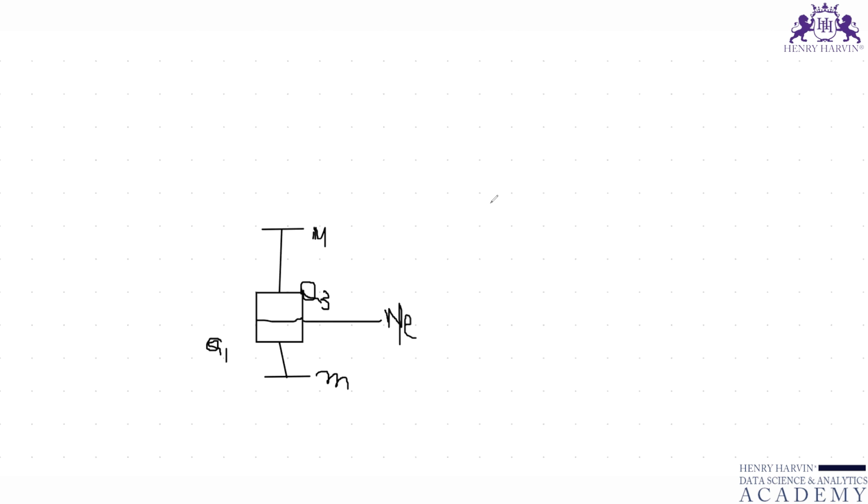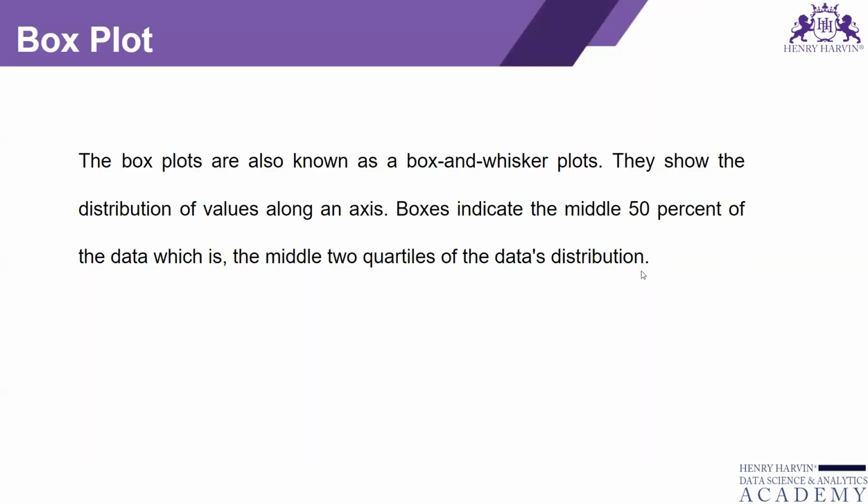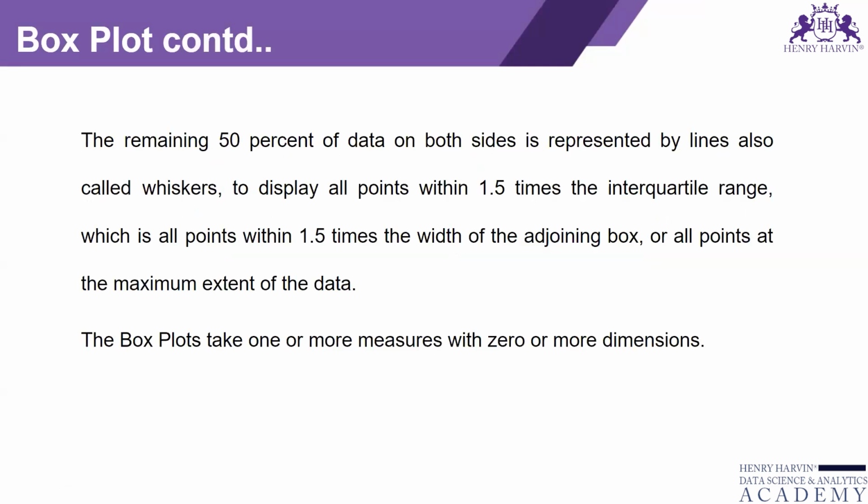Now, if I close the whiteboard and go back to the theory, box plots are also known as box and whisker plots. They show the distribution of values along an axis. Boxes indicate the middle 50% of the data, which is the middle of the two quartiles of the data's distribution. We already know the middle of the data is the median. The remaining 50% of data on both sides is represented by lines, also called whiskers, to display all the points within 1.5 times the interquartile range, or all points at the maximum extent of the data. The box plot takes one or more measures with zero or more dimensions.